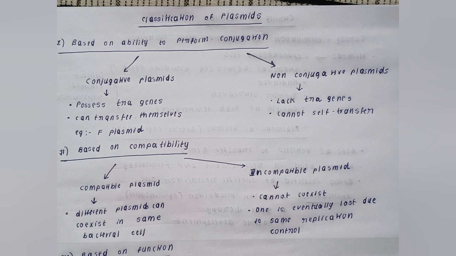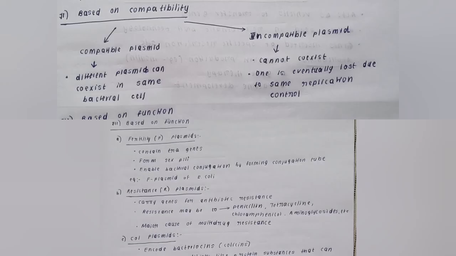Second type is based on compatibility. They are compatible plasmid and incompatible plasmid. In compatible plasmids, different plasmids can coexist in the same bacterial cell, whereas incompatible plasmids cannot coexist because both of them have the same replication control. So basically they compete and eventually one will be lost and one will survive.